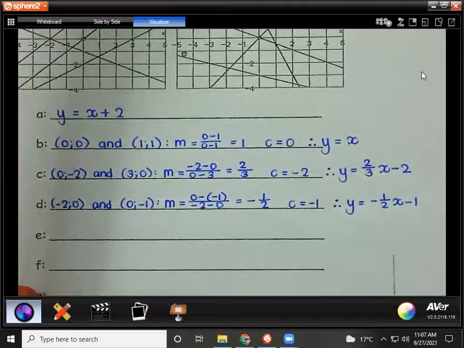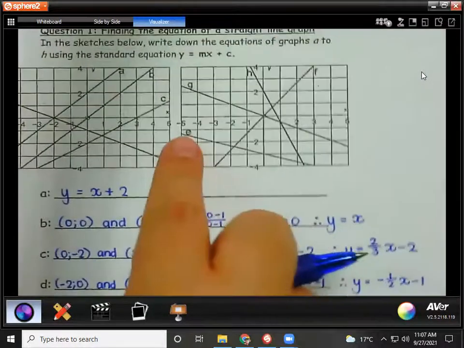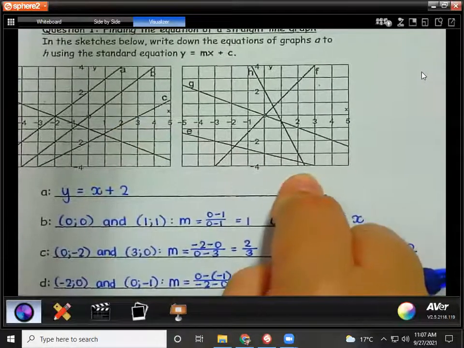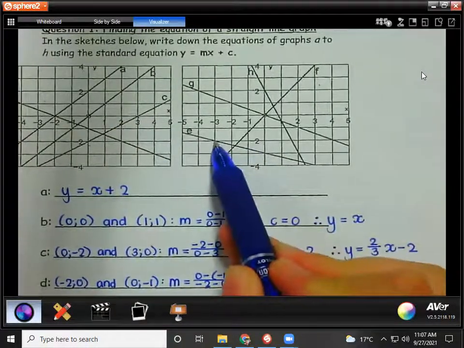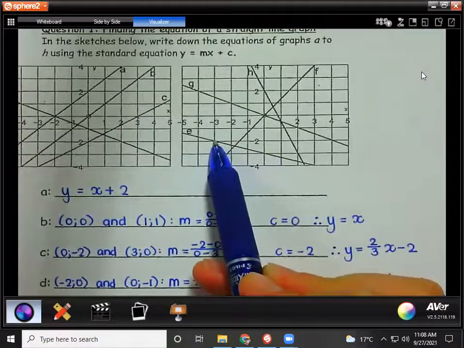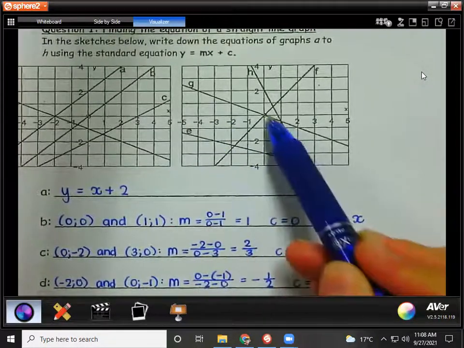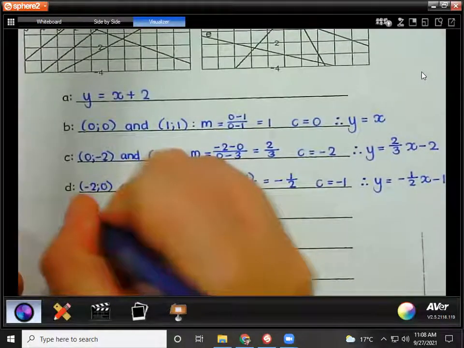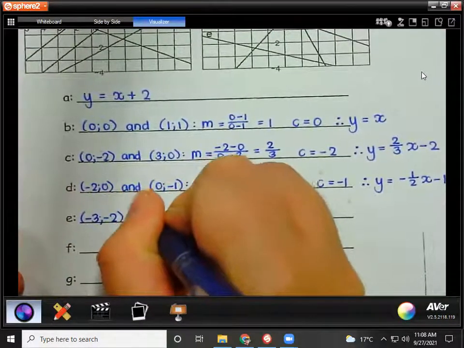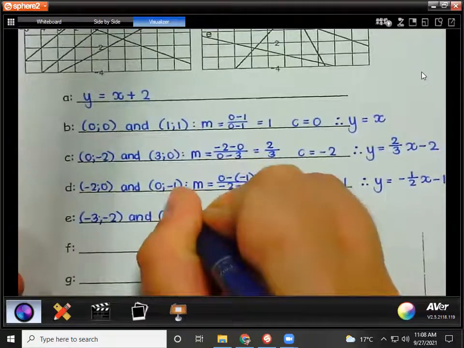All right, let's look at E. E is this line over here. Again, a decreasing line, so the gradient has to be negative. I'm going to look for 2 points. Let's take that one. That one is -3, -2. And then I'll use this one, which is 0, -3. Okay, -3, -2. And 0, -3.